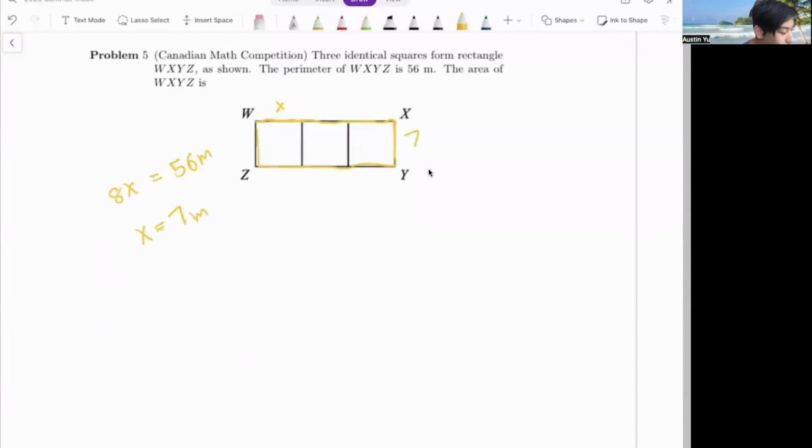And then the top would just be 7 times 3 equals 21. Then this rectangle would just be a 21 by 7 rectangle. For the 7 by 21 rectangle, you just multiply 7 by 21 and you get 147. So 147 meters squared is your answer.